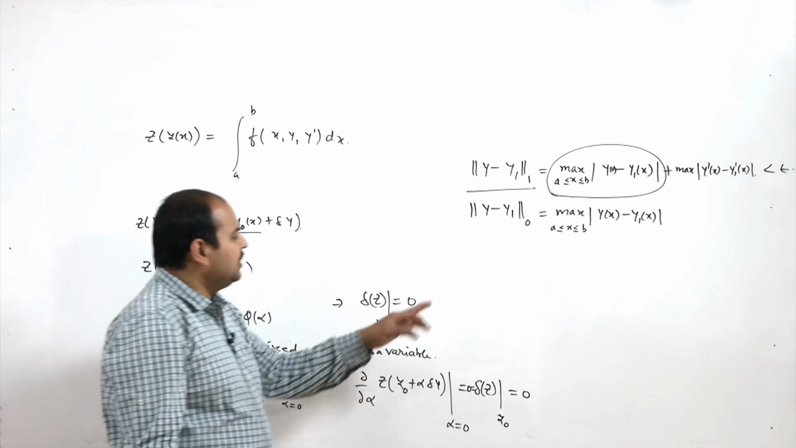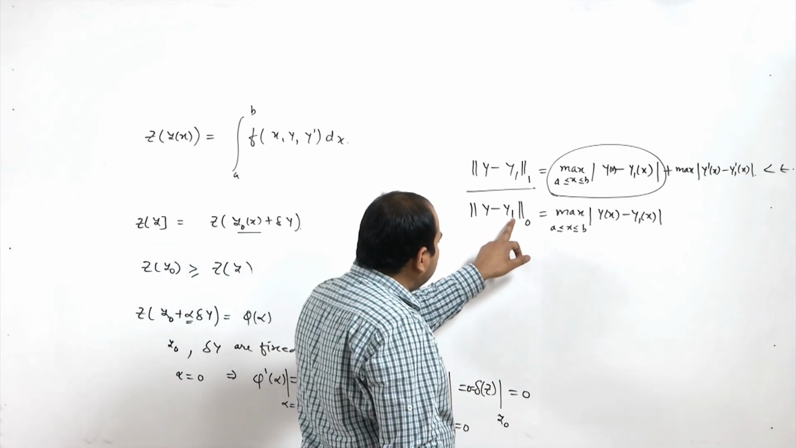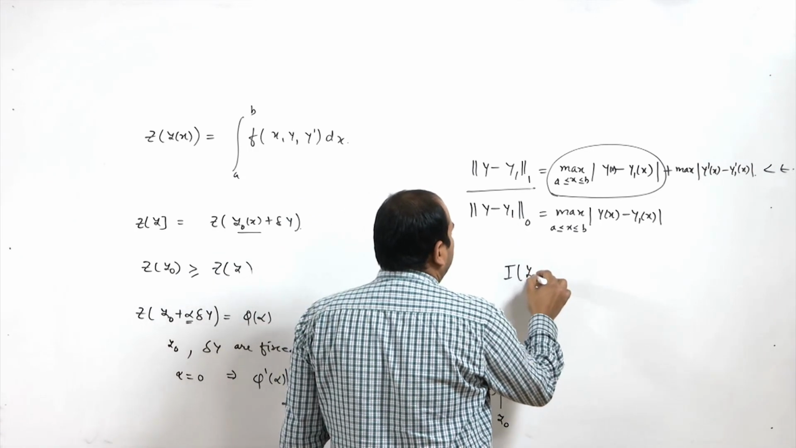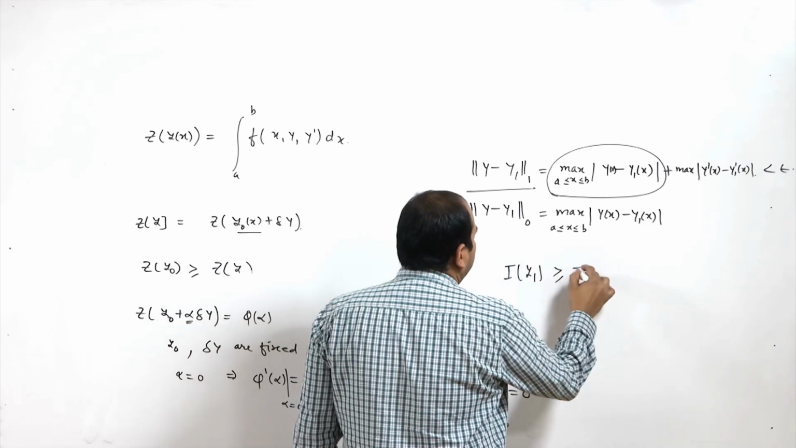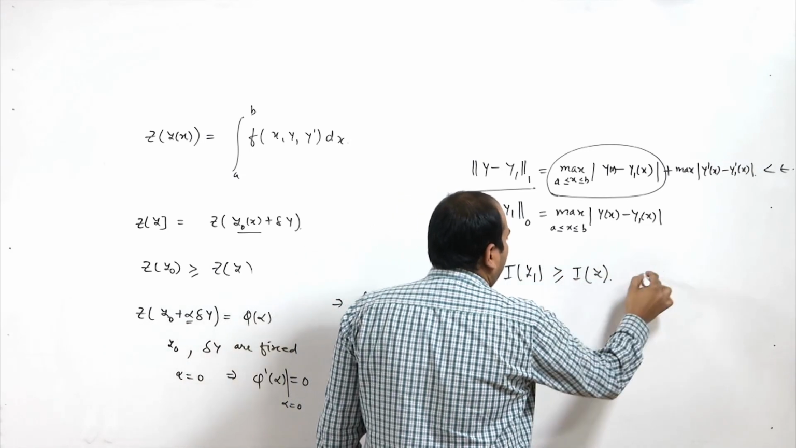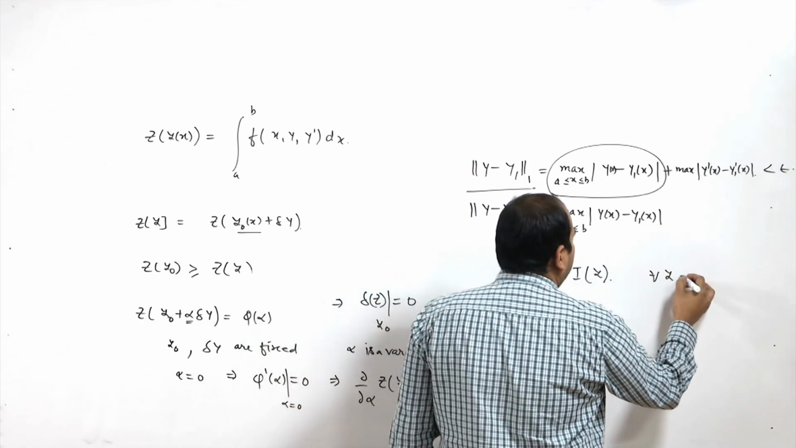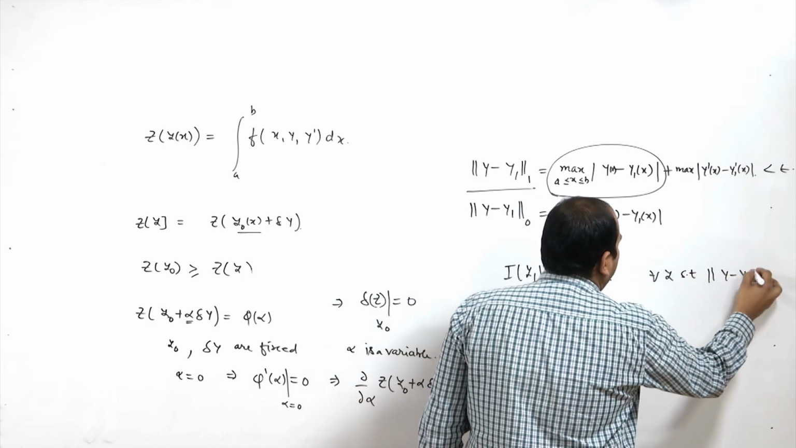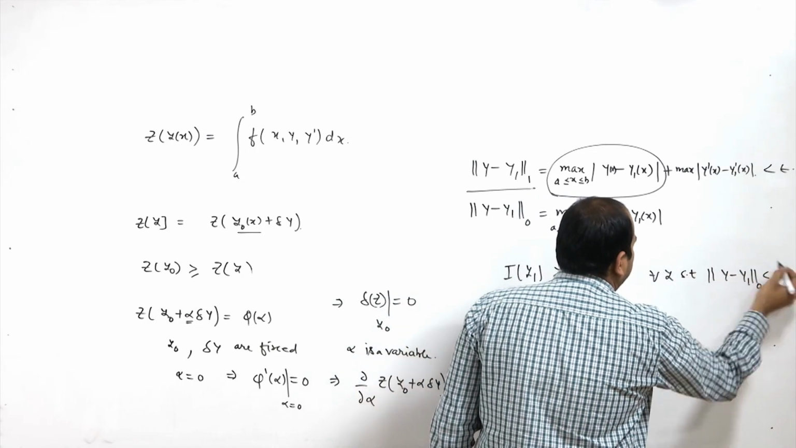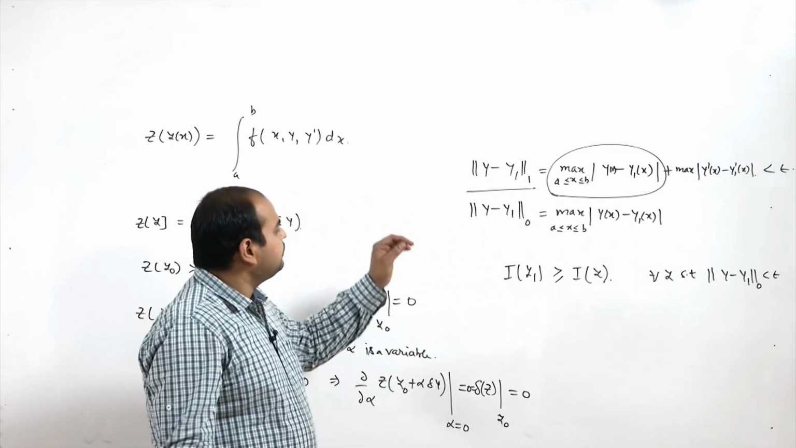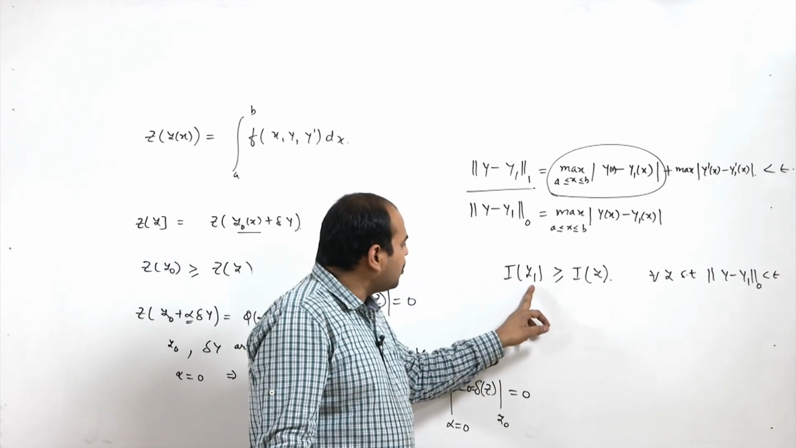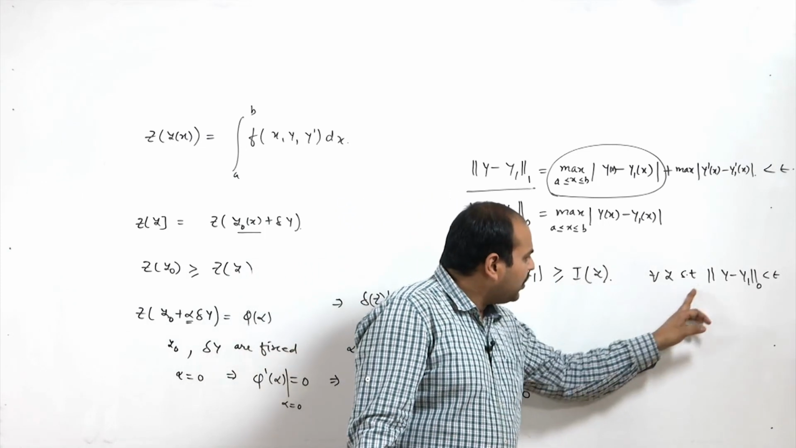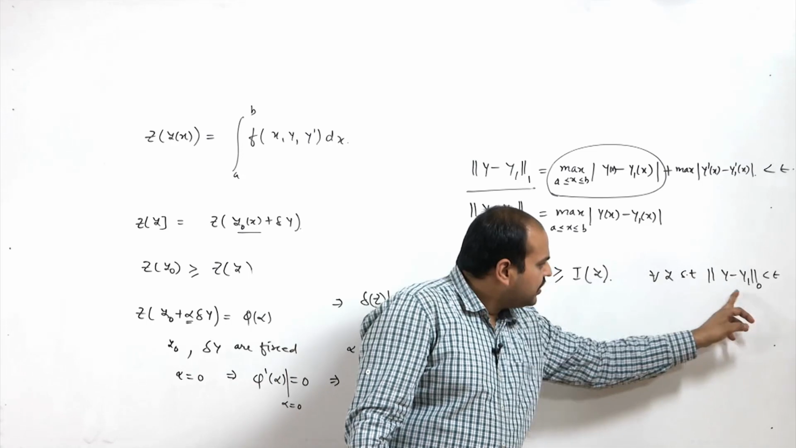So if y1 is a strong maximum, it means that I of y1 is greater than or equal to I of y for all y such that the zero norm of y minus y1 is less than epsilon. That is, I of y1 is greater than or equal to I of y for all y which are close to y1 in the sense of zero norm.